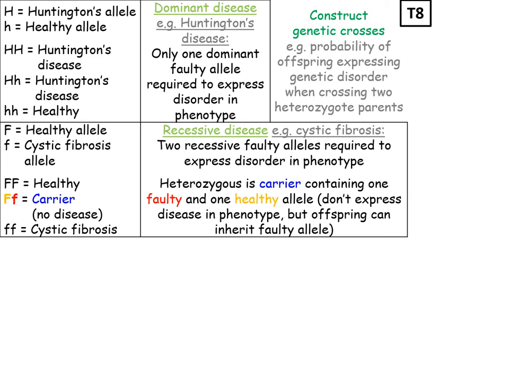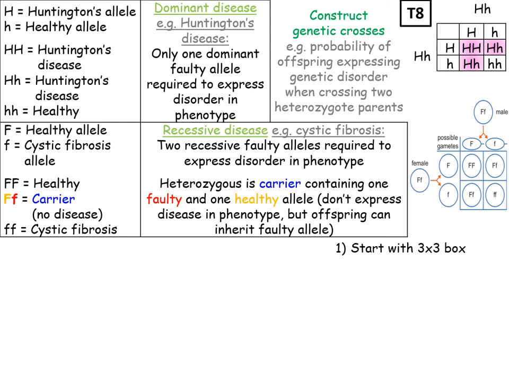So we're going to look at the difference when you construct genetic crosses, just like you did in GCSE. What is the probability of an offspring expressing a genetic disorder when crossing two heterozygous parents, whether it's a dominant disease or recessive disease? The first thing you want to do is start off with a 2x2 box. You would start off with your parental genotypes, and there'd be two alleles in both parents. And then you'd have to segregate the alleles into the genotype of the gamete, with a 50-50 chance of gametes containing one allele or the other.